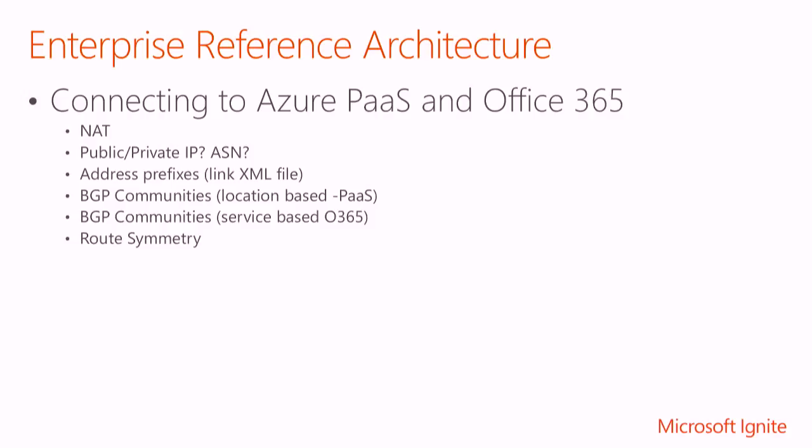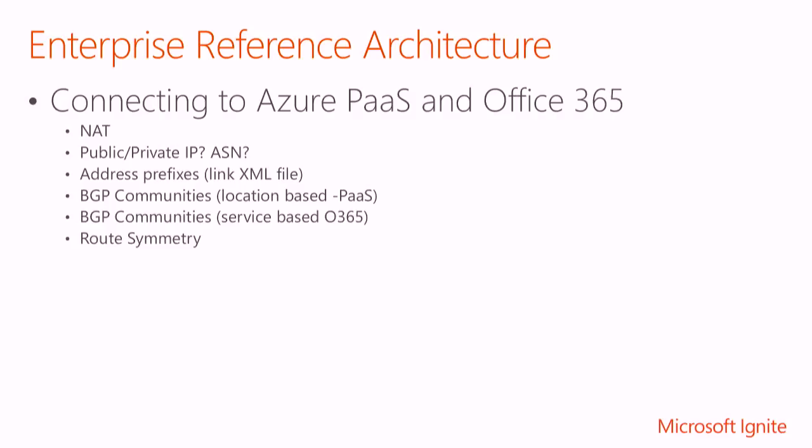Similarly, for Office, it is service based. So for example, in Office, you may just connect to Exchange Online. You may not use SharePoint or any other Office 365 services, and so people want to learn only those routes. So we can control what you learn through the BGP communities, and that way you connect only to what you really want. We talked about route symmetry.